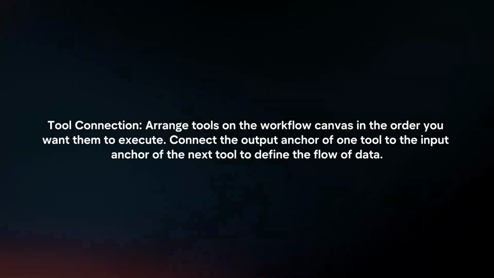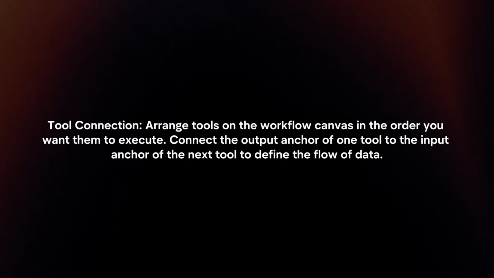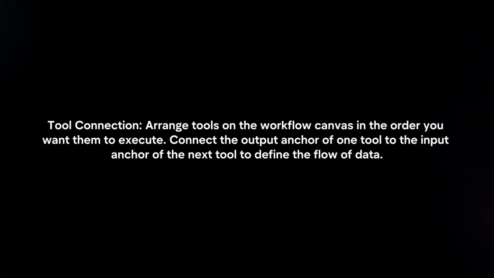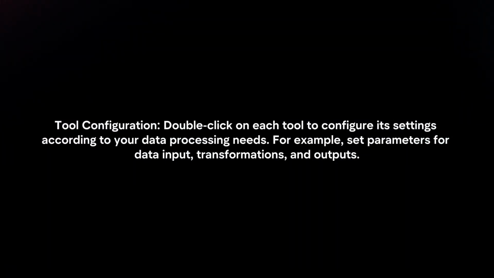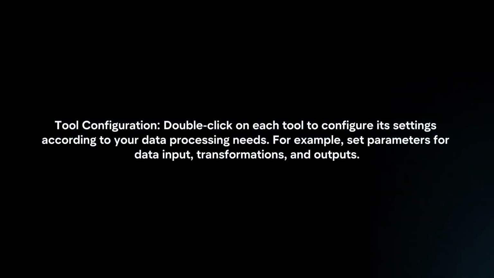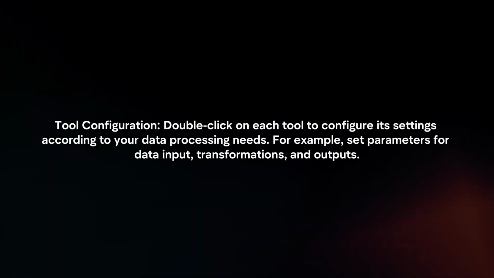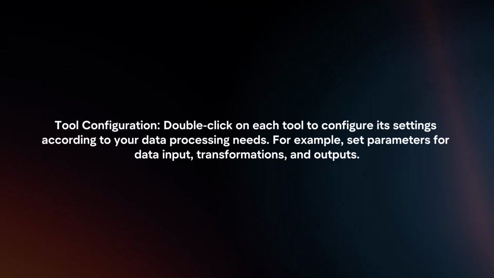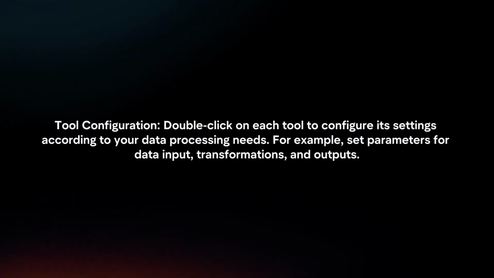Connect the output anchor of one tool to the input anchor of the next tool to define the flow of data. Tool configuration: double-click on each tool to configure its settings according to your data processing needs. For example, set parameters for data input, transformations, and outputs.